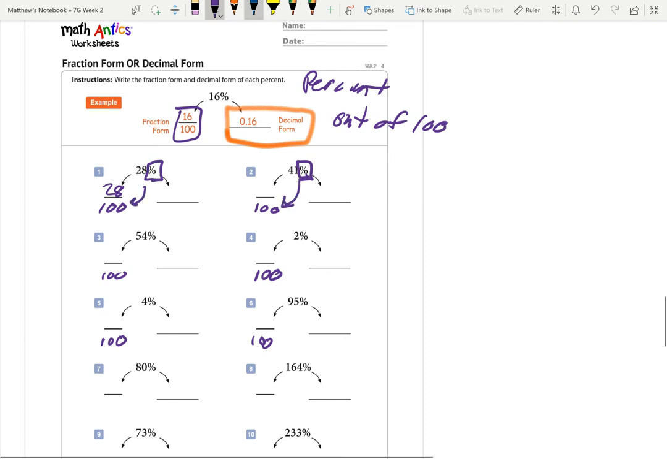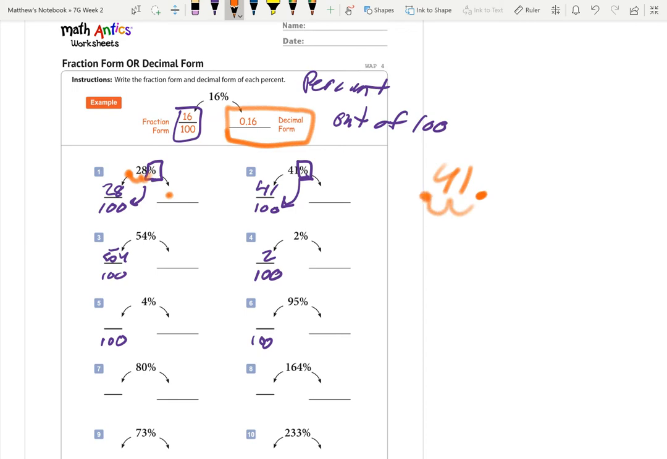All right. Now in terms of what's on the top, we're just going to write that number that comes before the percent. So 41, 54, 2. All right, and so on. And then here for our decimal form, all we're going to do is write a decimal in front of the 2 here in this case, because we move it over starting from right to left. So if it's 41, you got to start all the way over here on the right, move it over 2 spots.